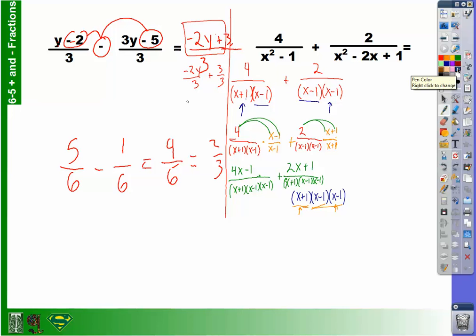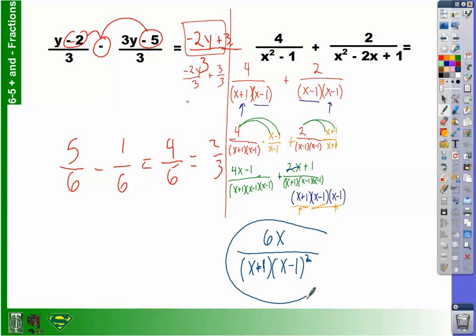So now, I just add the common terms. 4x plus 2x is 6x. -4 plus 2 is -2. And this is all over x plus 1. Now, x minus 1 times x minus 1, as we alluded to earlier, can just be expressed as x minus 1 squared. And there is our answer.